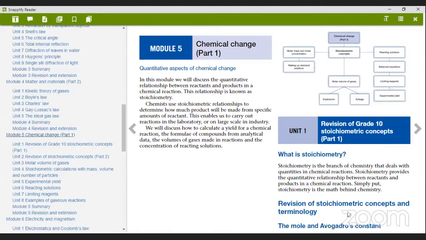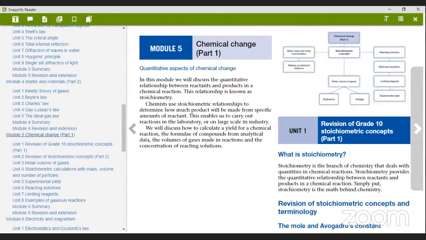So this one is the base of chemical change, because here we're dealing strictly with quantities, how much is put, how much is there, and all of that. Simply put, stoichiometry is the maths behind chemistry, and that is what we're going to be dealing with. Revision of stoichiometric concepts and terminology. So we're going to start at the top with the mole and the Avogadro constant.